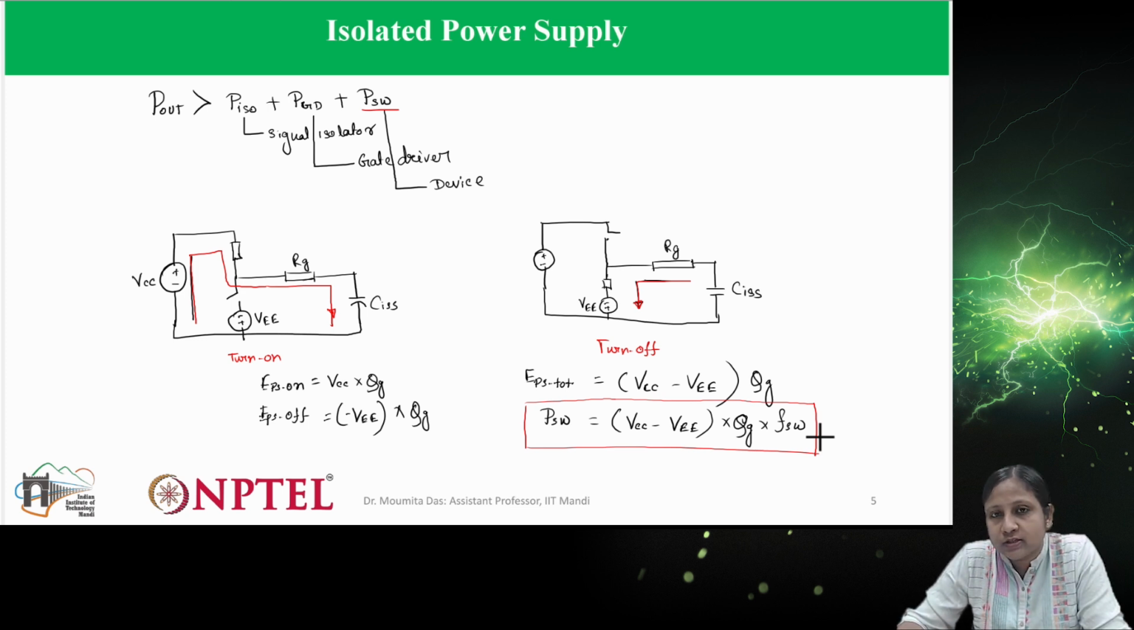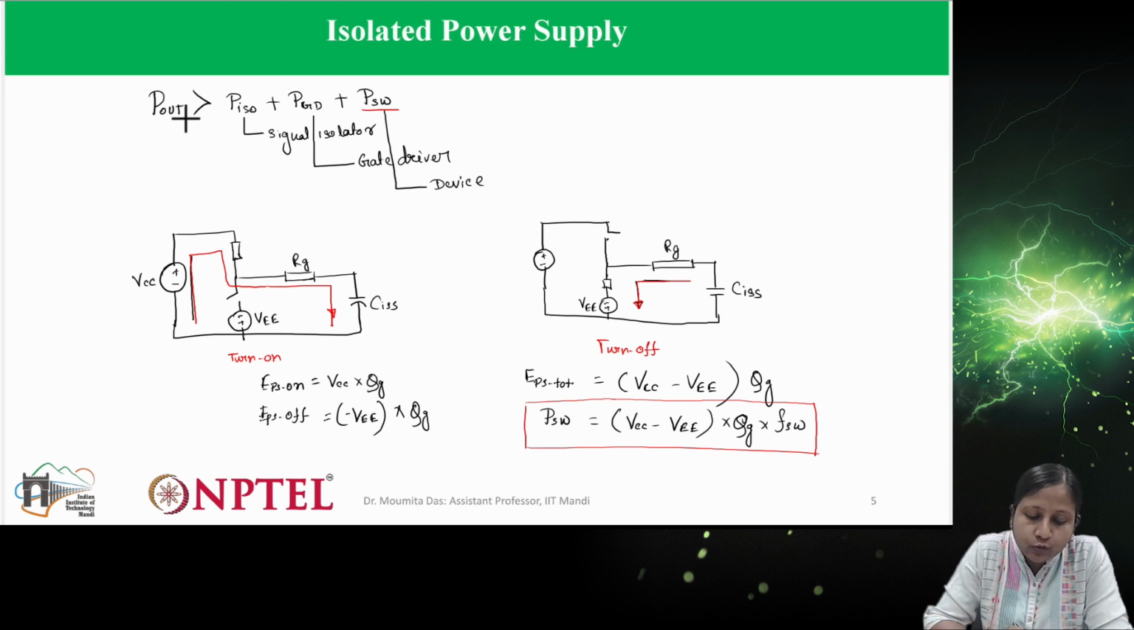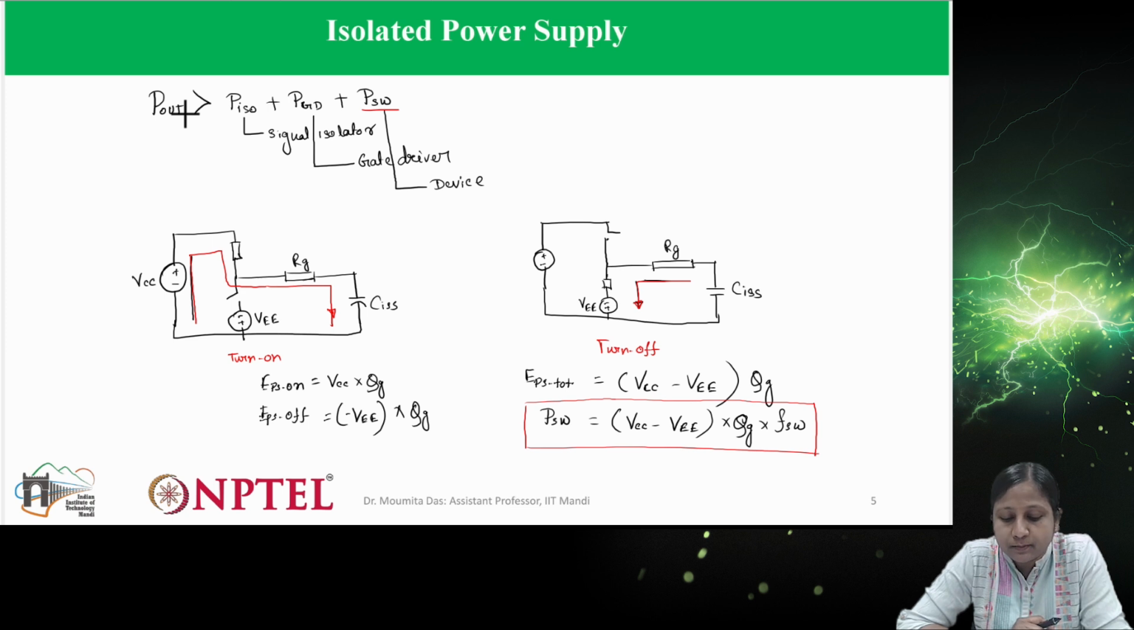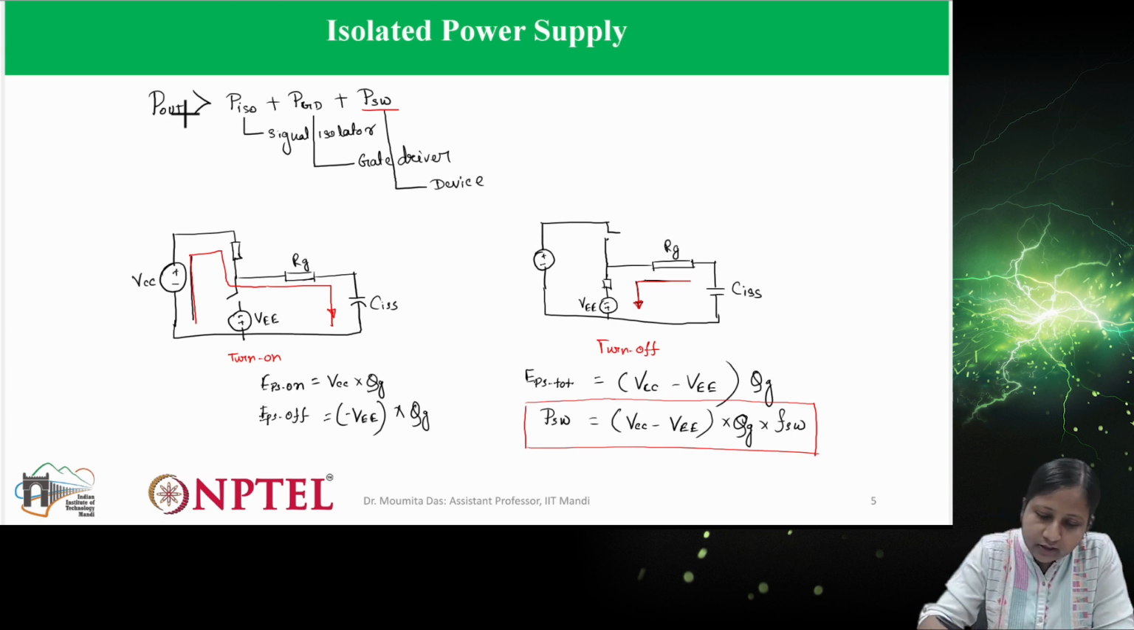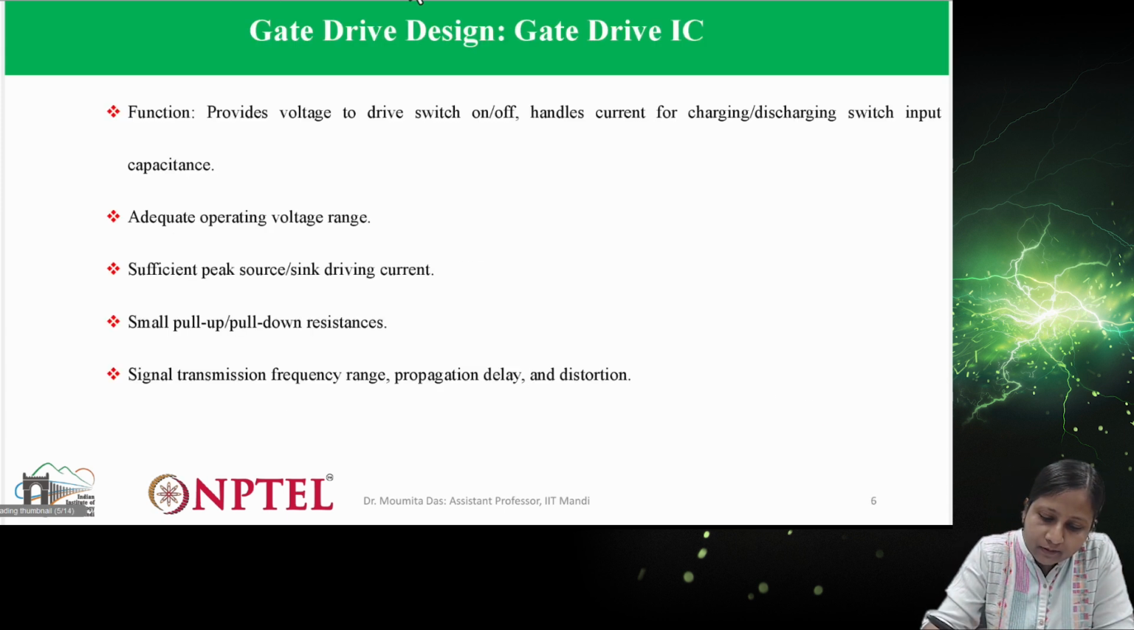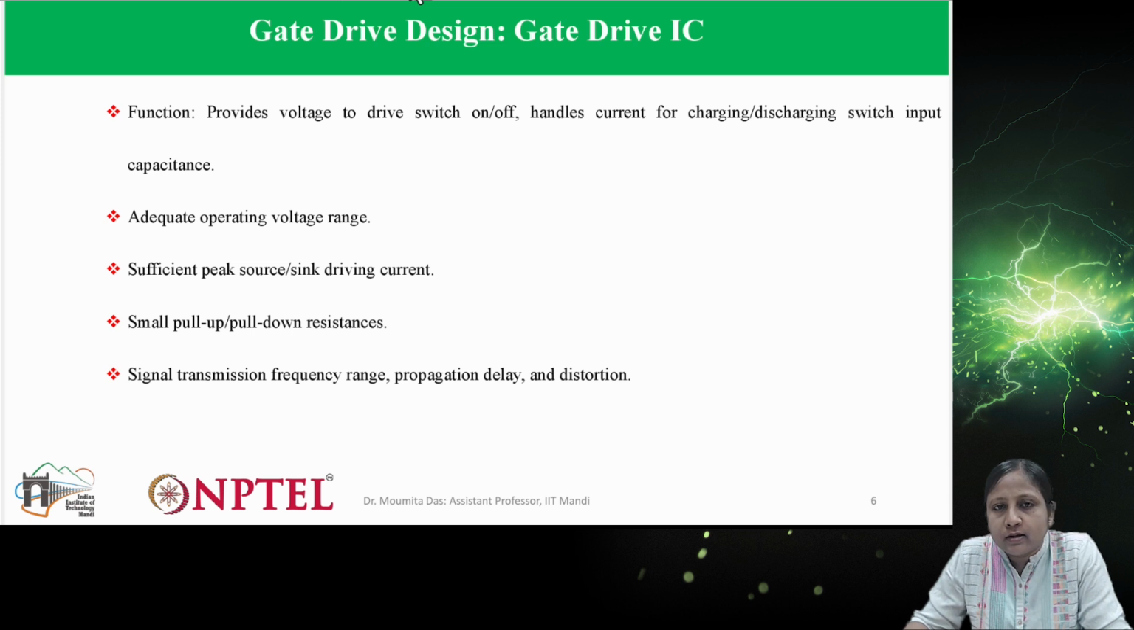So these are the components related to the switching loss, and the output power rating of this isolated power supply should be not only more than the switching power loss, but also in addition to that the gate drive power loss plus the signal isolator power loss. So all these factors will come. This should be the rating of the isolated power supply. Okay, now this isolated power supply will be supplying power to both the signal isolator and the gate drive.